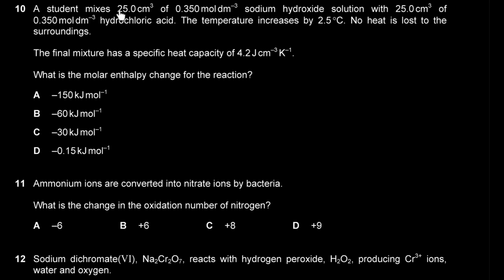A student mixes 25 cm³ of 0.35 mole per dm³ sodium hydroxide solution with 25 cm³ of 0.35 mole per dm³ hydrochloric acid. The temperature increases by 2.5 degrees Celsius. No heat is lost to the surroundings. The final mixture has a specific heat capacity of 4.2 joules per centimeter cube per Kelvin. What is the molar enthalpy change for the reaction?